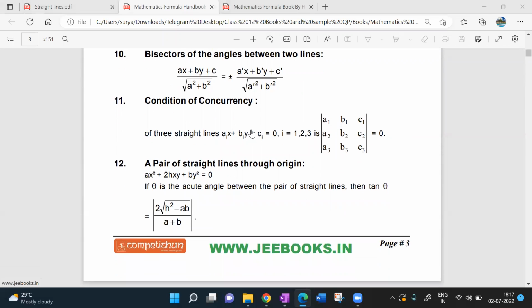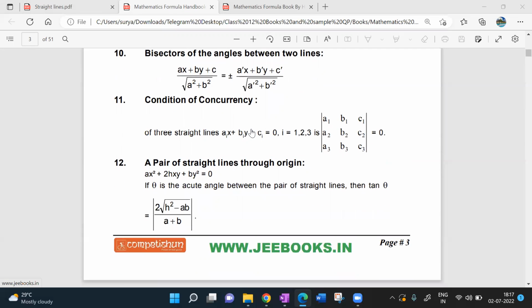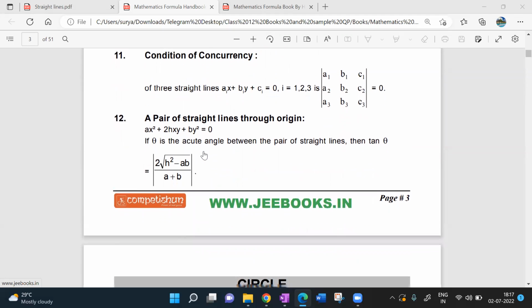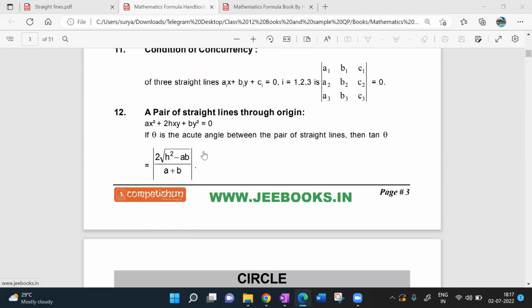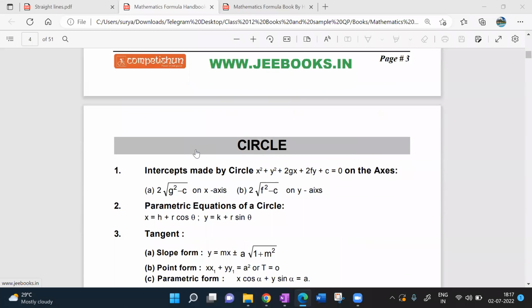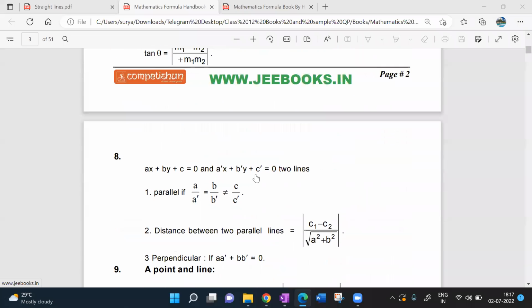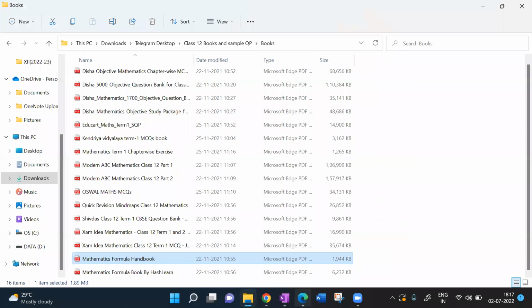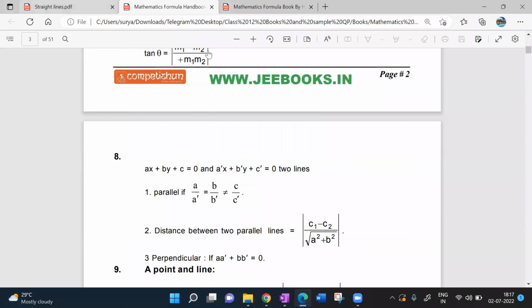Okay, no problem. So, pair of straight lines through origin: ax square plus 2hxy plus by square. I think you guys are aware of this type of formulas. You have a dozen theorems in straight lines. If I'm not wrong, state board students, you might be aware of all these formulas. These are the major important formulas we will be looking at in the straight lines lesson, and today we'll be just starting with the questions of straight lines.